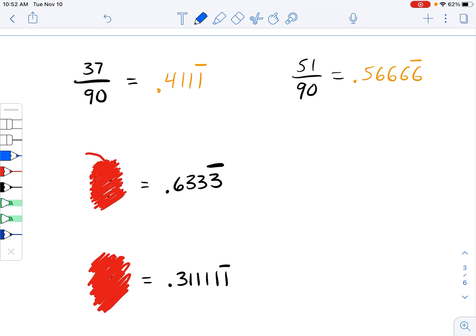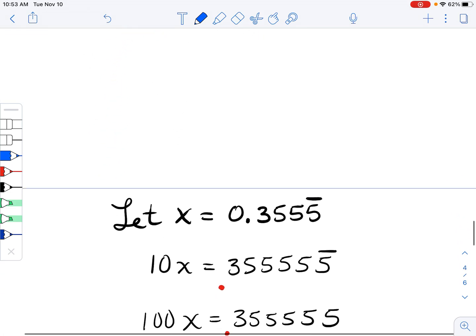When something is over 90, that means it has a non-repeating digit and then a single repeating digit. So there's a trick to figuring out how you go from a repeating decimal with non-repeating digits and how you get that fraction. And here is that process.